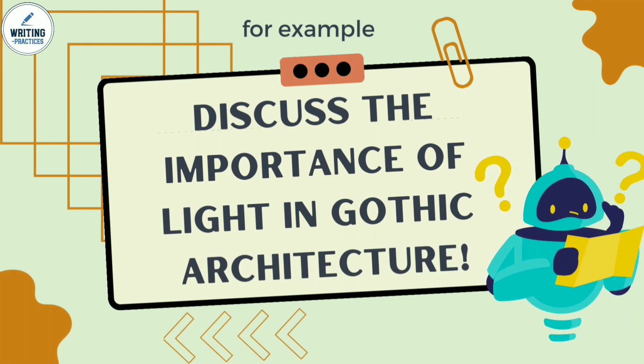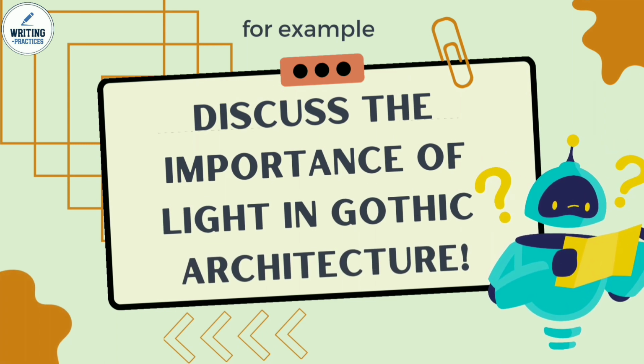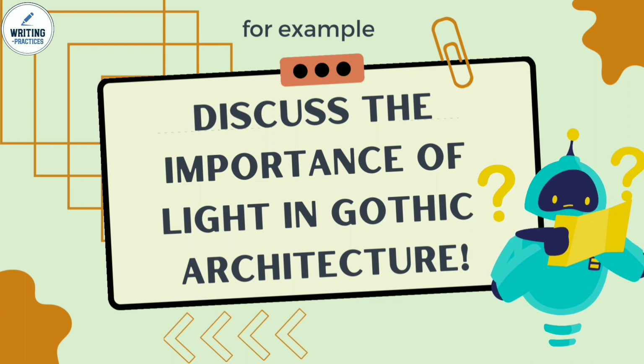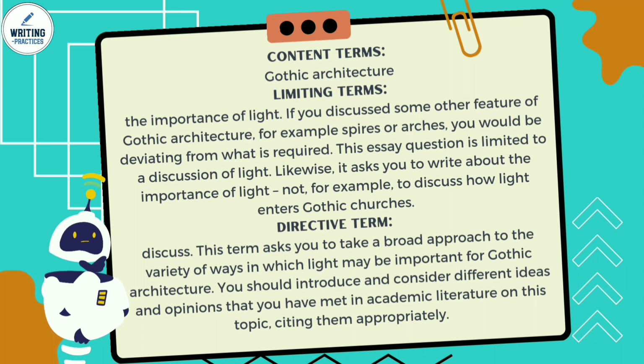For example, discuss the importance of light in Gothic architecture. Content terms: Gothic architecture. Limiting terms: the importance of light. If you discussed some other feature of Gothic architecture, for example spires or arches, you would be deviating from what is required. This essay question is limited to a discussion of light. Likewise, it asks you to write about the importance of light, not, for example, to discuss how light enters Gothic churches.